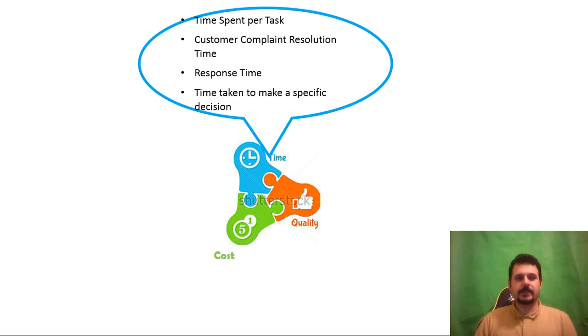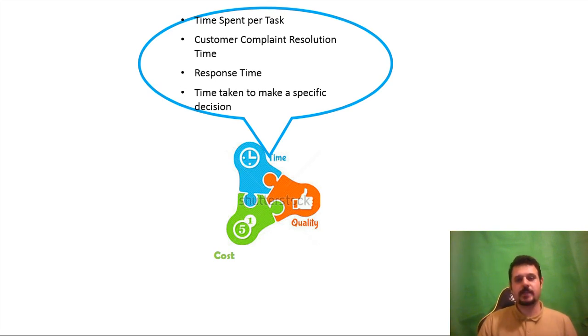Do you know about the devil's quadrangle? For example, you want to reduce the time of processes. When you reduce the time of processes, it leads to reduced cost. So this impact is positive, but it might also reduce the quality. This impact is negative. We should balance between various KPIs in various dimensions. These three dimensions are more important than others.